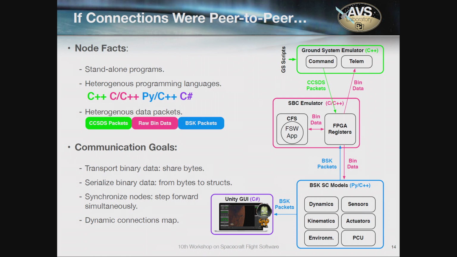When I say desired communication, I mean different things. First, transport of binary data: we want to share bytes between the nodes. Second, serialization: each node needs to know how to translate the received bytes into structures that it can then manage internally. Third, we need synchronization: we need all the nodes to step forward simultaneously, in lockstep. And fourth, we want this communication to happen through a dynamic connection map. Essentially, this means that we don't want each of the nodes to have a static IP address. The fewer static parts we have, the better.